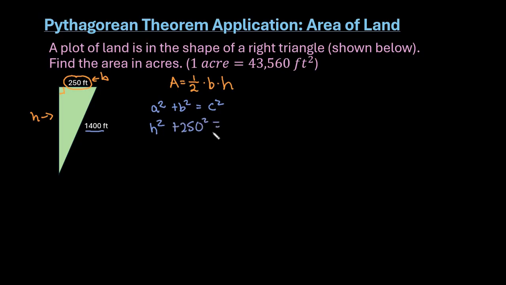It doesn't matter what order I put these two in. If I would have done 250 squared plus h squared, that would also work. Okay, the c squared, the one across from the right angle, is the only one that matters. That does have to go on the side by itself. So then we would simplify this down.